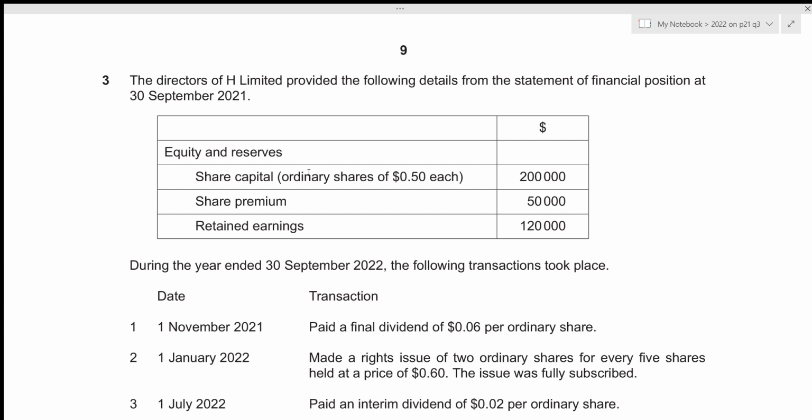And since question number 3 is of 15 marks, ideally we should be spending about 15 minutes in order to complete this question. And in this video as well, we will be attempting to solve this question under 15 minutes. Now, without any further delay, let's get started.